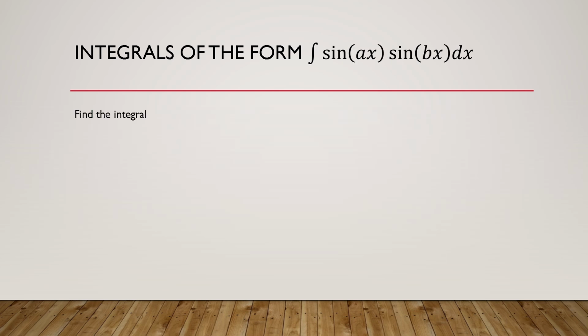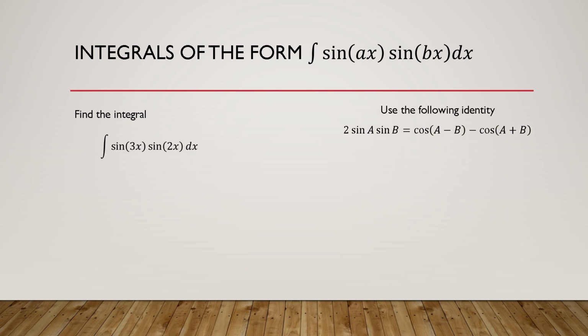The next form of integration is for those of the form sine ax times sine bx dx, where a and b are integers. As an example, let's take the integral of sine 3x times sine 2x dx. This can be solved using the identity 2 sine a sine b equals cosine quantity a minus b minus cosine quantity a plus b. If we divide this identity by 2, we have a useful substitution.